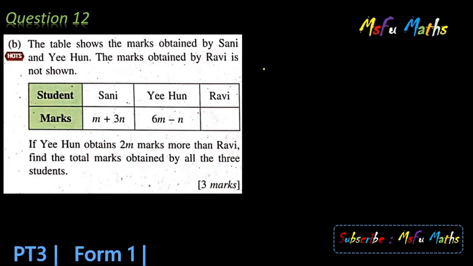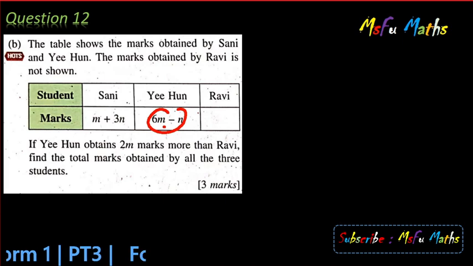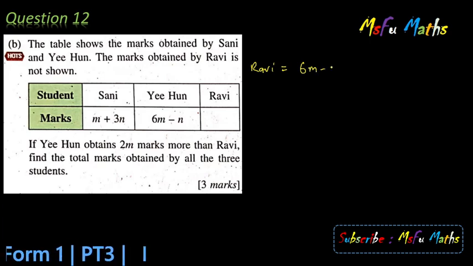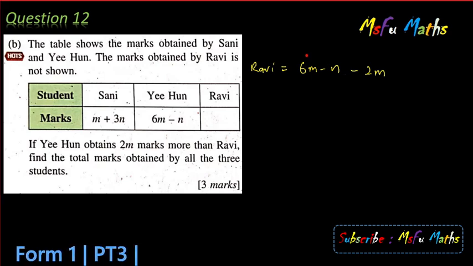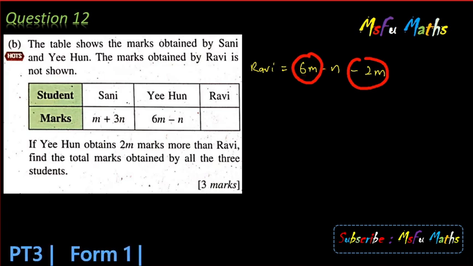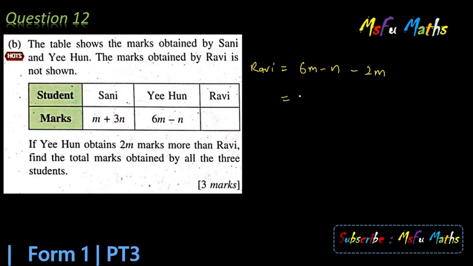Let's find Ravi. As I said just now, to get Ravi, you take 6M minus N, you minus 2M. So I'm going to write here Ravi equals 6M minus N. This is Yihun's mark. Then you minus 2M. Again, when you want to plus and minus, make sure you group the like terms. 6M minus 2M is 4M minus N.